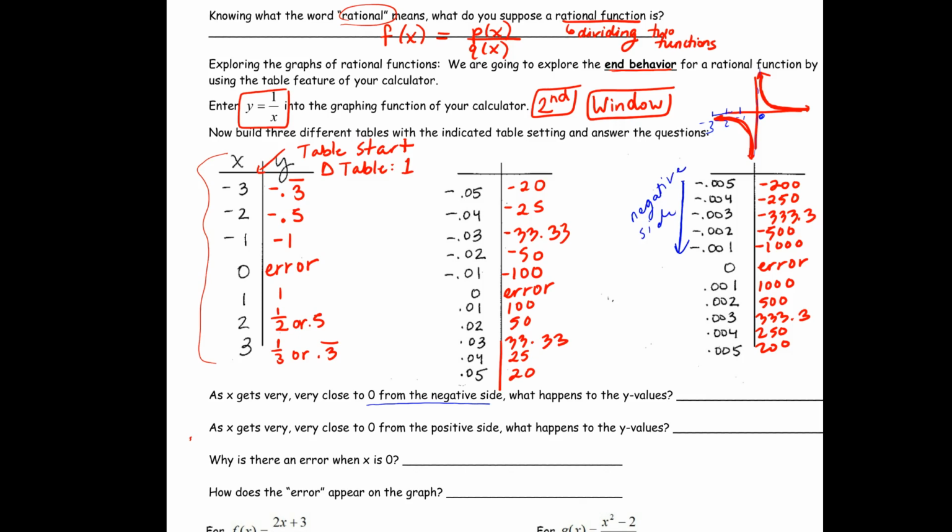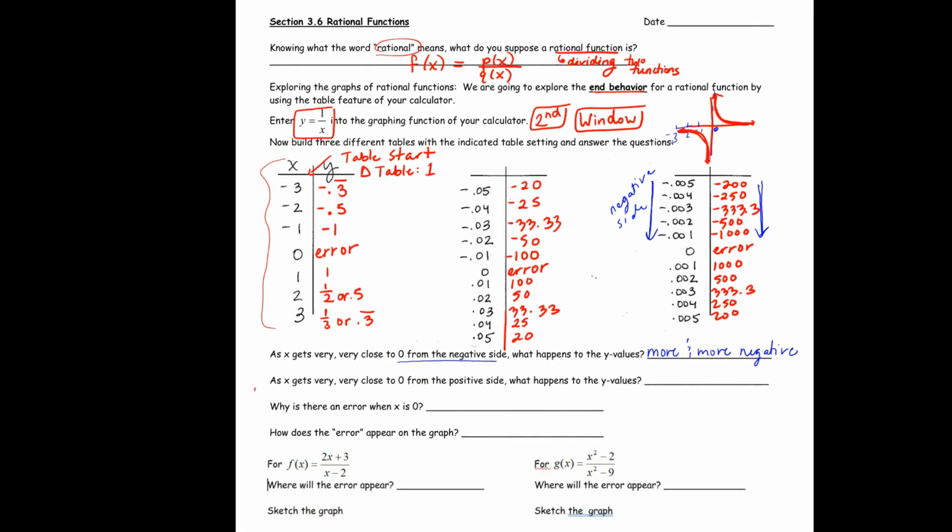What happens to the y values? So now take a look at the y values. What's happening there? They're getting bigger in negativity, right? They're getting larger and larger, more negative. We could say smaller because they're getting smaller in value, but I like seeing that they're more and more negative. So in the table, we're seeing that those negative values are getting larger in size.